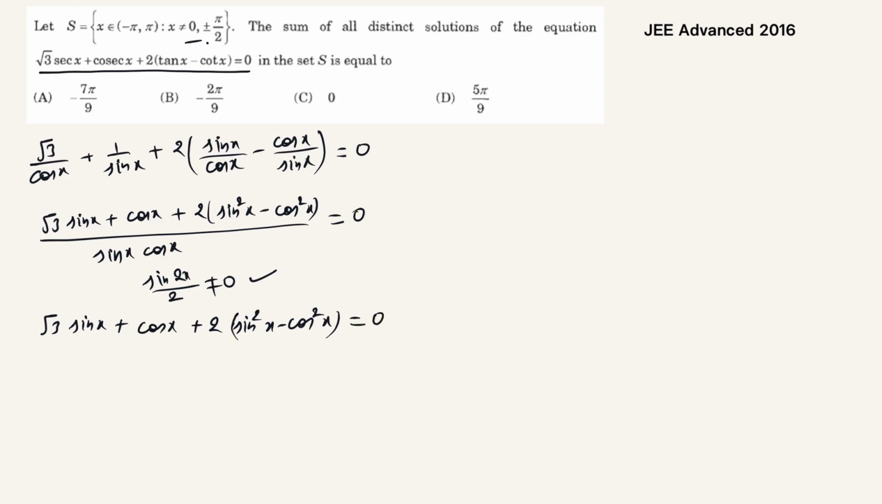Now, what we see in this equation is that this is cos 2x, and these terms can be clubbed into just one function. So let's do that. First, we will divide it by 2 so that we can combine these two terms into just one. So this will be our equation, and we will take this to the right hand side.